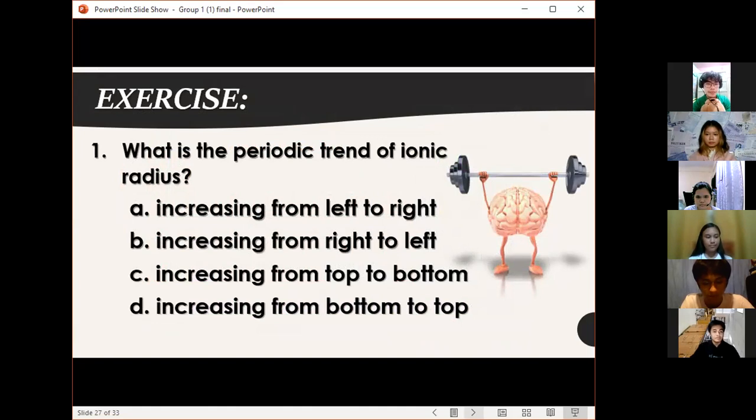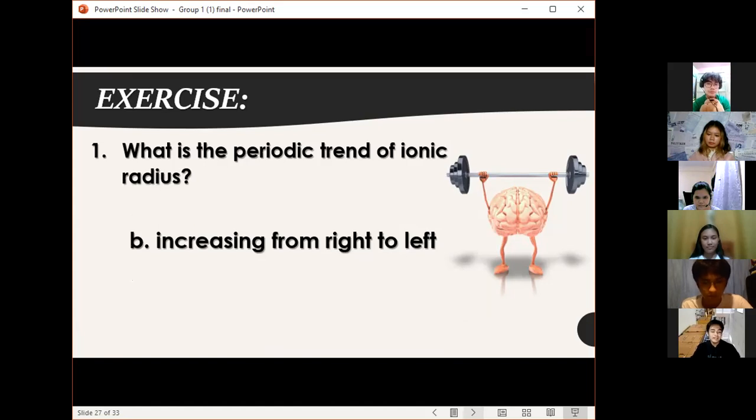And for our last exercise, what is the periodic trend of ionic radius? A. Increasing from left to right. B. Increasing from right to left. C. Increasing from top to bottom. Or D. Increasing from bottom to top. The answer is increasing from right to left because, as discussed earlier, the ionic radius of an atom increases as we move from right to left of the periodic table.